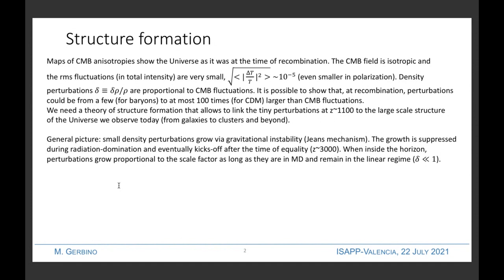The idea is that basically the growth of these perturbations in matter was due to the fact that gravity took over the pressure balance that was provided at the time of radiation domination. So these perturbations under the effect of gravitational collapse grew more and more during the time of matter domination until they reached the level that we observe today.